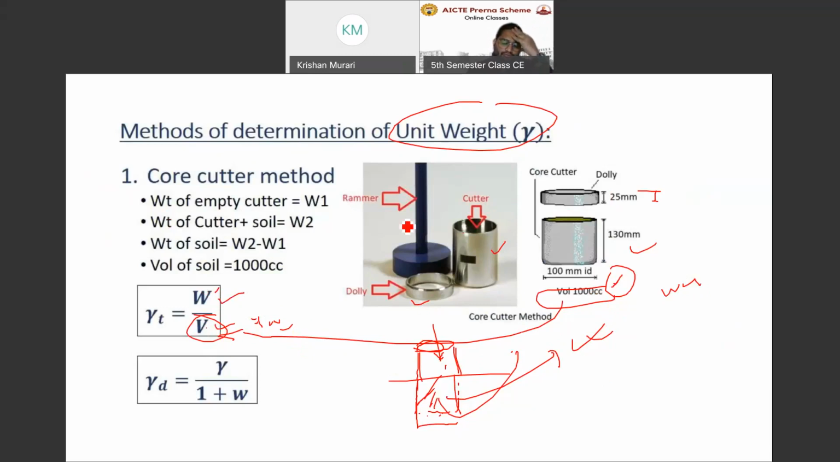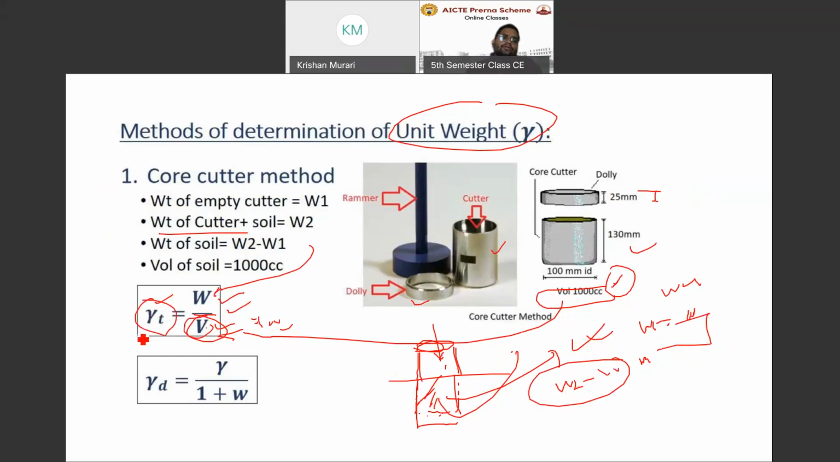If you want to find the weight of soil, firstly you weigh W1, that is the weight of the empty cutter. Second, when the soil is attached to the core cutter, you weigh it, that is W2. If you want the weight of soil, then you simply subtract W2 minus W1, that is the weight of soil. If you put the weight of soil here and divide by volume, you can find the value of the unit weight of the soil. That unit weight is in bulk condition.